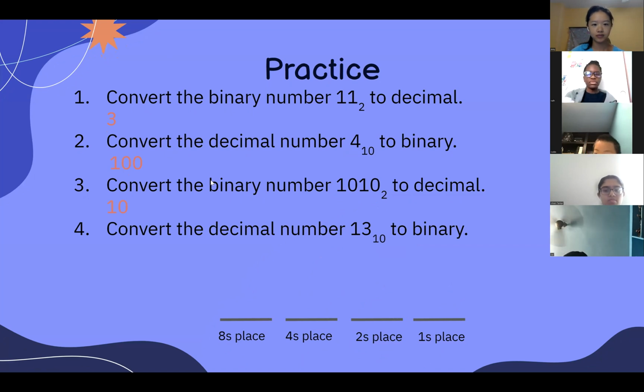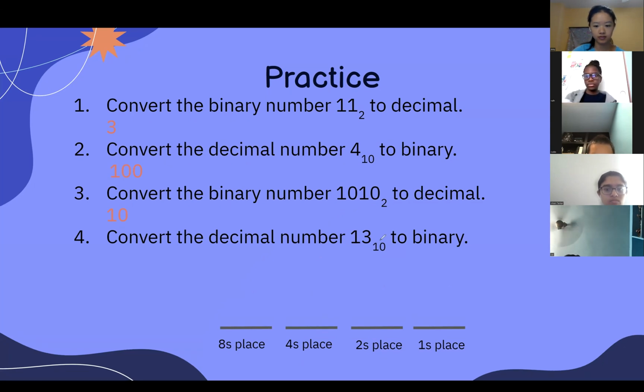Okay, for the last problem, you're going to try to convert the decimal number 13 in base 10 to binary. Yeah, so the answer is 1101. If you add up the 8 plus 4 plus 1, you get 13.